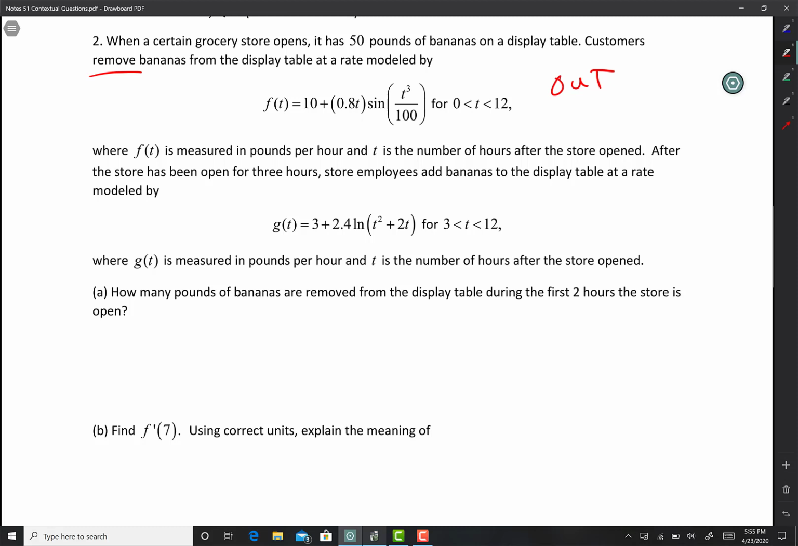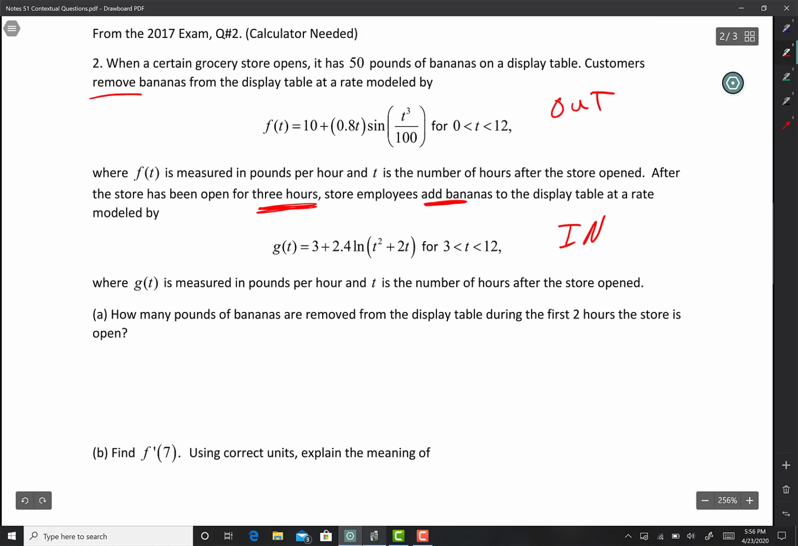After the store has been open for 3 hours, the store employees add bananas, excuse me, 3 hours, guys, to the display table at a rate modeled by, so this is in. So this is how many bananas are being inserted, where G of T is measured in pounds per hour, and T is the number of hours after the store opened. All right, so out and in. We're probably going to need both of them.